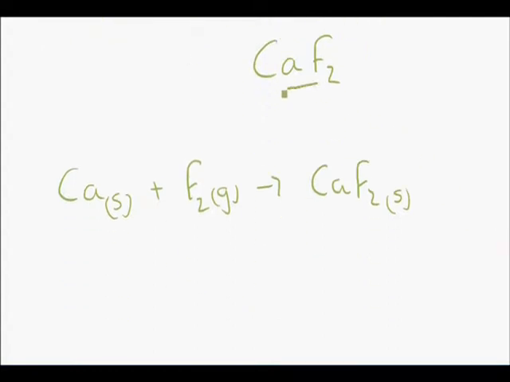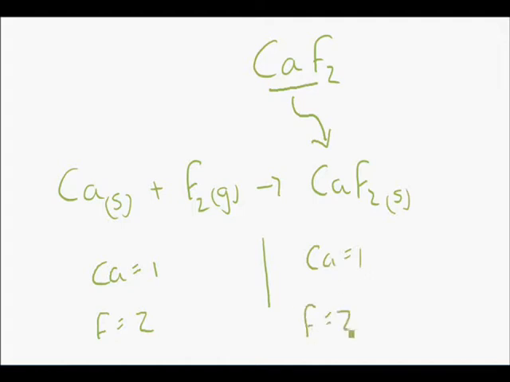Remember, these are going to have high melting and boiling points. That's how I know it's a solid. And there's the formula there. Let's just see if it's balanced. There's 1 calcium, 2 fluorines that side. There's 1 calcium this side, and 2 fluorines that side. So yes, it does balance.